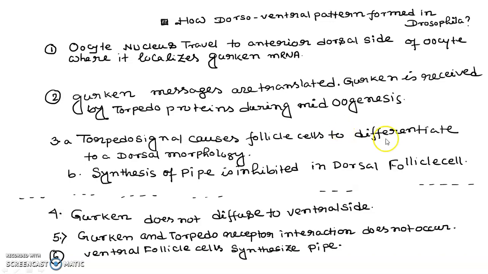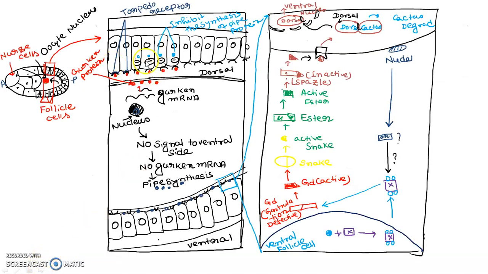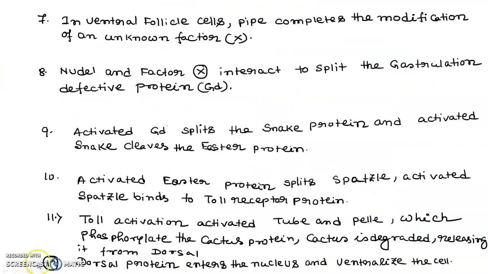Synthesis of pipe is inhibited in dorsal follicle cells, and you can see here these are the dorsal follicle cells. Pipe synthesis is inhibited by the interaction of torpedo and gurken mRNA. This torpedo and gurken interaction prevents the synthesis of pipe proteins, and that's why this side becomes the dorsal side. Now the next question: how does ventral formation occur?